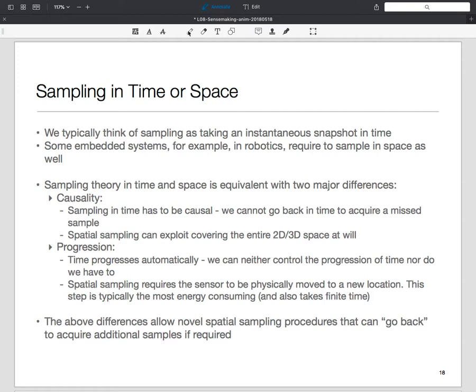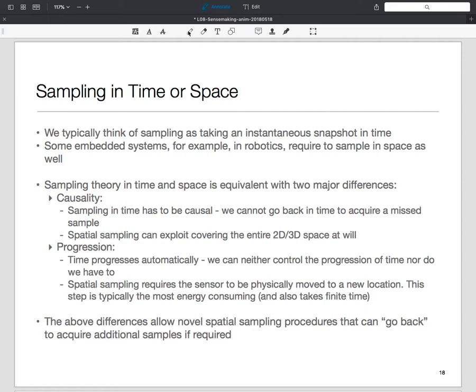So there are some subtle differences though. In time, we can't go back, right? I mean, in the sense that the signal is progressing and we can't say, hey, stop, let me sample, I'll come back again. In case of space, we do have that luxury.